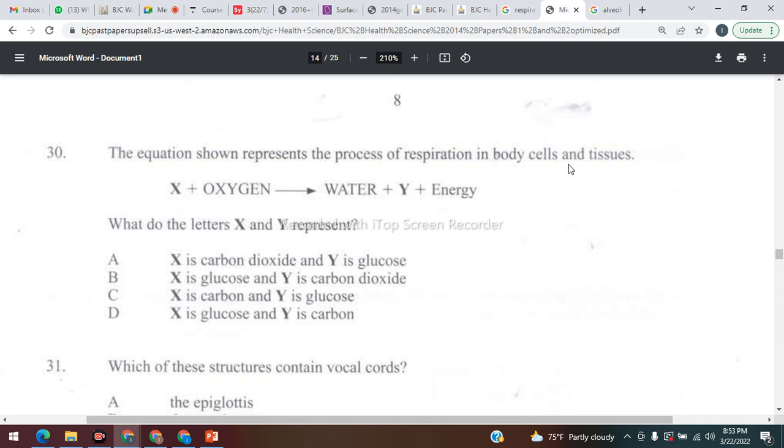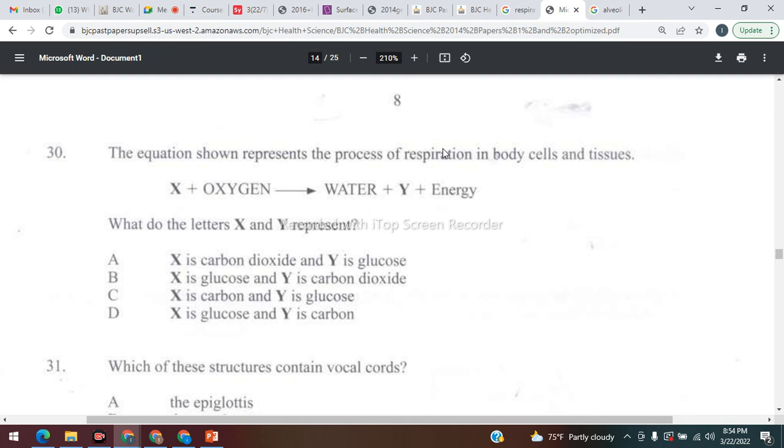So the equation represents the process of respiration in the body cells and tissues. What do the letters X and Y represent? Carbon dioxide and glucose. A. Yeah, it's A. No, it's C. I know it's glucose for the last one. So C? Okay, so first of all, we're talking about respiration.